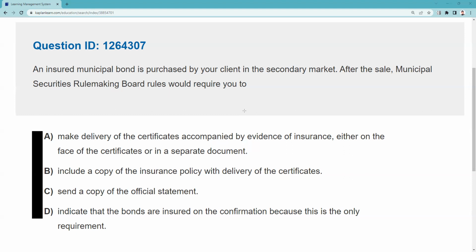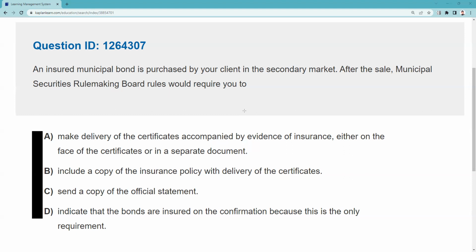An insured municipal bond is purchased by your client in the secondary market. So it does indeed have this insurance, this credit enhancement. So if the issuer defaults, the insurance company will pay the timely payment of interest and principal. After the sale, Municipal Securities Rulemaking Board rules will require you to, let's look at my choices here. A, make delivery of the certificates accompanied by evidence of insurance on the face of the certificates or a separate document. Yeah, as I said, they're printed on the certificate, the logo of the insurance company. It used to be MBIA and FGIC, but whoever it is. So A sounds pretty good.